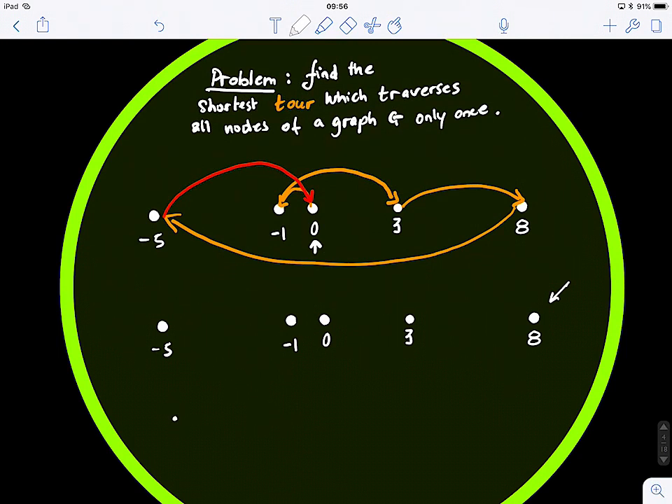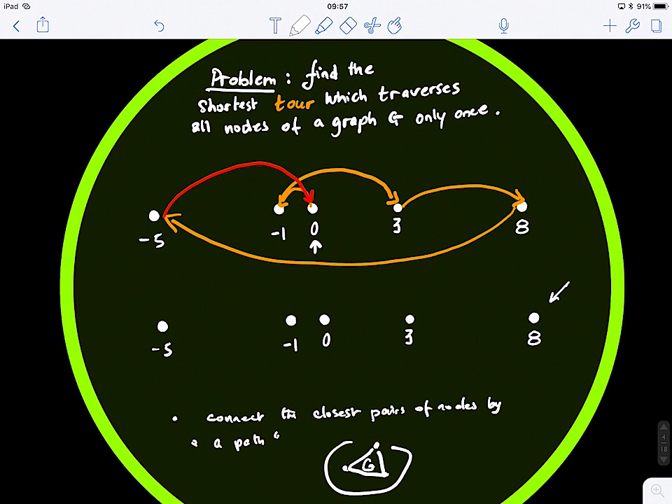So here, let's say you connect the closest pairs of nodes by a path or an edge, and then you do that for all nodes without creating a cycle. So here, if we don't create a cycle, it means like you have three nodes, for example, connected. So this is a cycle. Is that the problem? I am not sure. So now we're just exploring heuristics. Let's keep it too simple, guys.